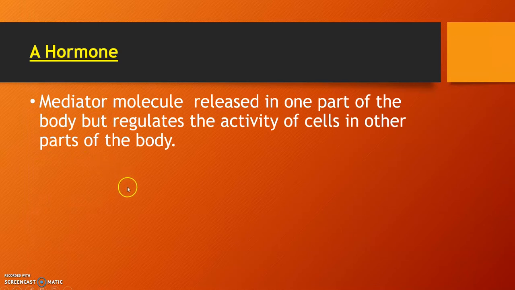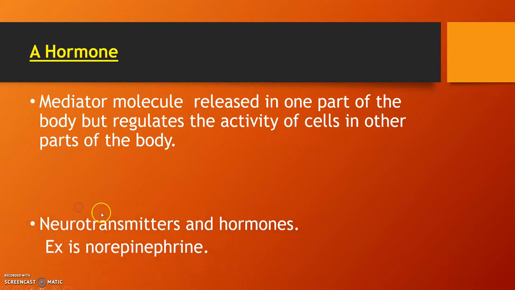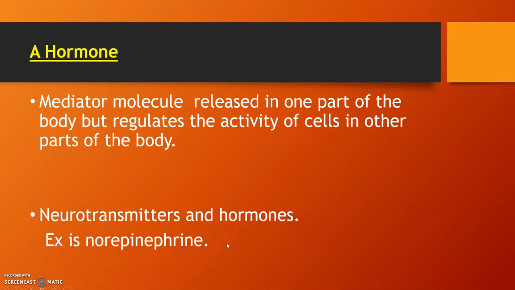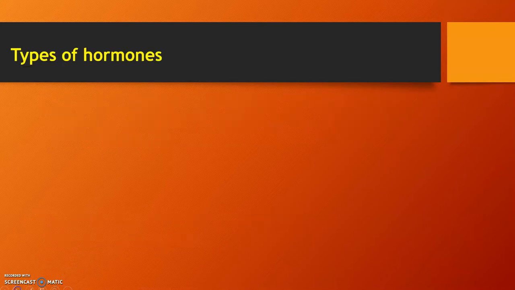Now let us see what a hormone is. A hormone is a mediator molecule released in one part of the body but regulates the activity of cells in another part of the body. So that means it is secreted somewhere and its target cell could be somewhere else. Now there are also some hormones which act as neurotransmitters. A classic example would be norepinephrine.